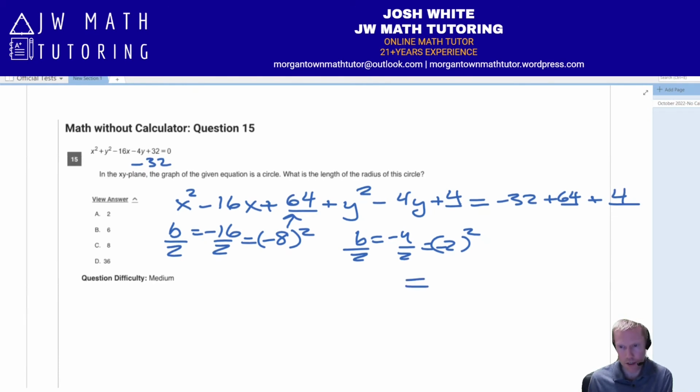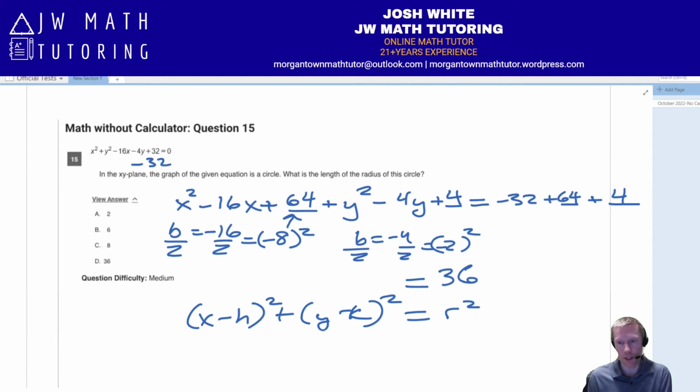Now on the right side, we are going to add negative 32 and 64, which is positive 32. 32 plus 4 is 36. And standard form for a circle is x minus h quantity squared plus y minus k quantity squared equals r squared. So 36 is equal to r squared. Therefore, r is the square root of that, or r is 6. The correct answer for this one is letter B.